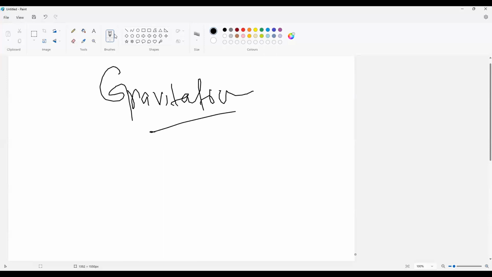So in this chapter, let us first discuss a few things. What is the difference between gravity and gravitation? What can be the difference between gravity and gravitation? Who can tell me? Any idea?